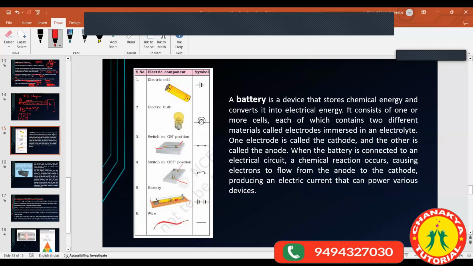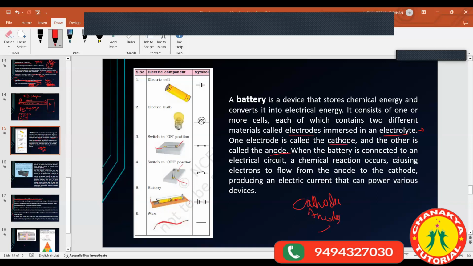Yes, we'll complete this slide, children. It consists of one or more cells, each of which contains two different materials called electrodes. Hope you will be knowing what electrodes, cathodes, anodes are, right? We will come later to what cathodes and anodes are, maybe later. Immersed in an electrolyte. Electrolyte is a chemical solution. So electrolyte solution, you can say chemical solution. One electrode is called cathode and another electrode is called anode.